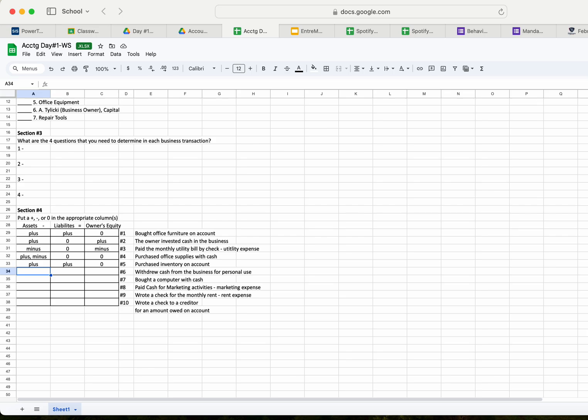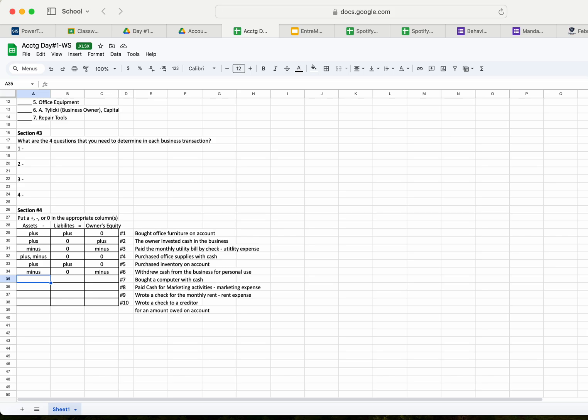On to number 6. Number 6 is the exact opposite of number 2, so that should be very, very easy. If we understand number 2, this is going to be minus 0 minus. Number 2 was owner invested cash into the business, plus 0 plus. Again, we're the business. Withdrew cash, minus 0 minus. The business lost cash there.